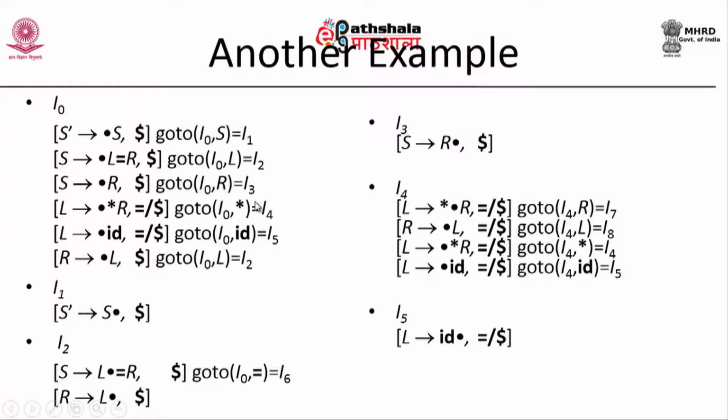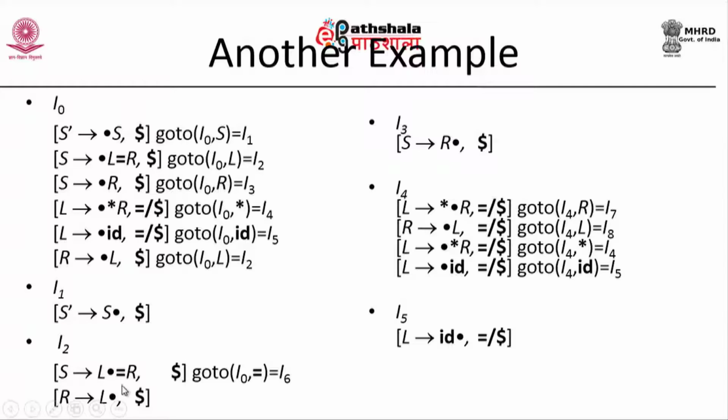I4 will be goto of I0 comma star. So I0 comma star will be here, so I have it available here. So L produces star, shifting the dot by one position to the right, L produces star dot R, comma equal to slash dollar, that is available here also. And then R produces, so now I have an R here, so R produces dot L with the same lookahead, L produces dot star R again with the same lookahead, L produces dot ID again with the same lookahead.